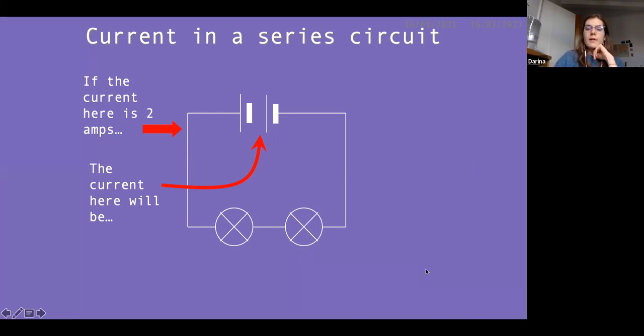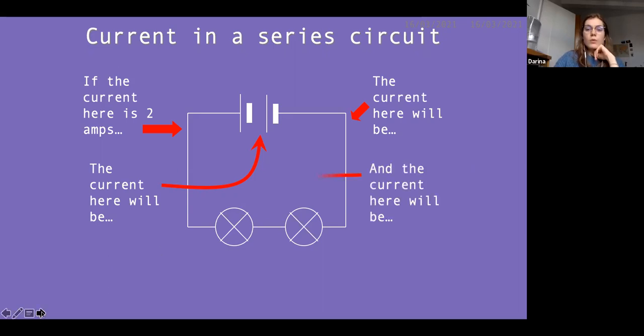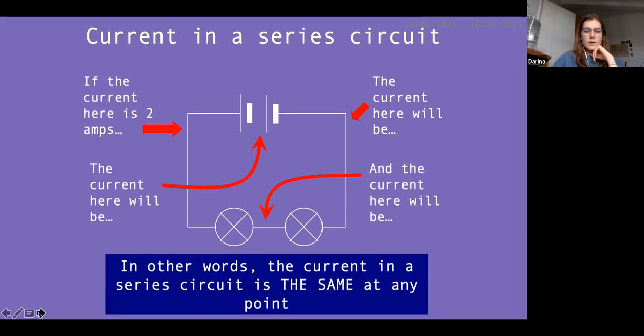What's the current through the battery if the current at the beginning of that circuit in the wires is 2 amps? Right, 2 amps, perfect. What about right at the end of a circuit? Yep, it will be 2 all around, perfect. And even in the middle, it will all be 2 amps in a series circuit. So in other words, the current in any series circuit is the same at any point.